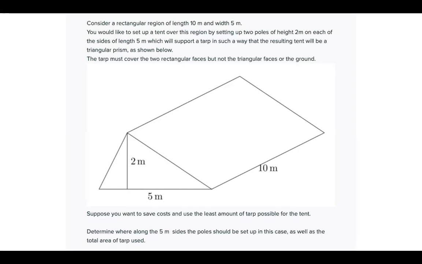The problem we are going to focus on is the optimization problem from the Week 10 written quiz. In this question, given the known information, we're supposed to determine where along the 5-meter side the pole should be set up to minimize the amount of tarp.